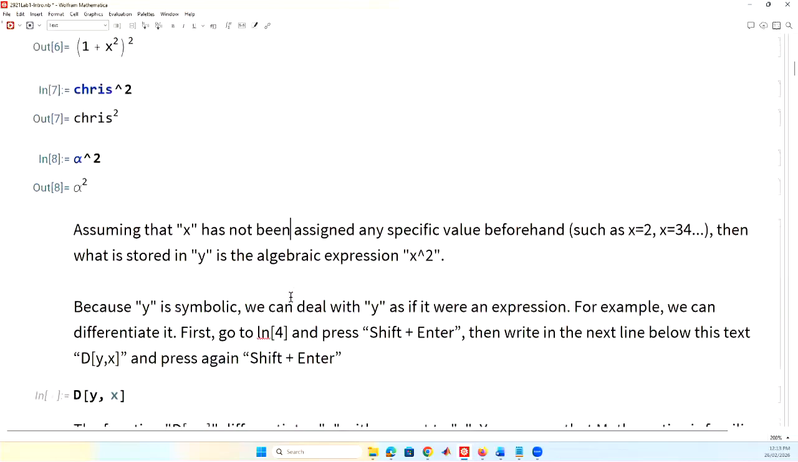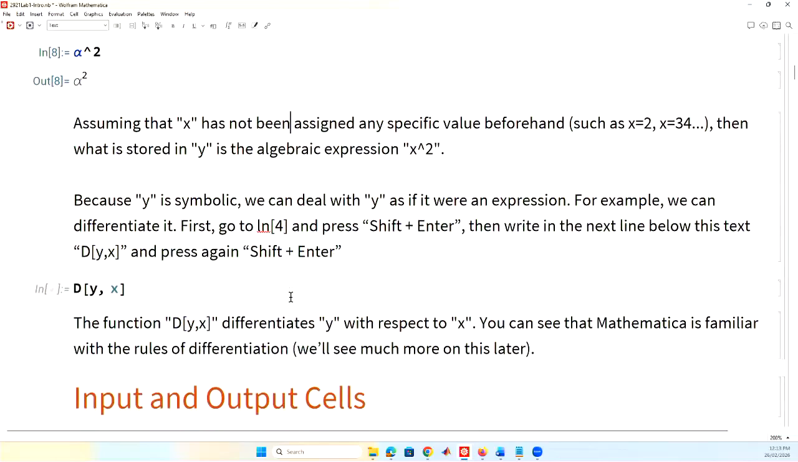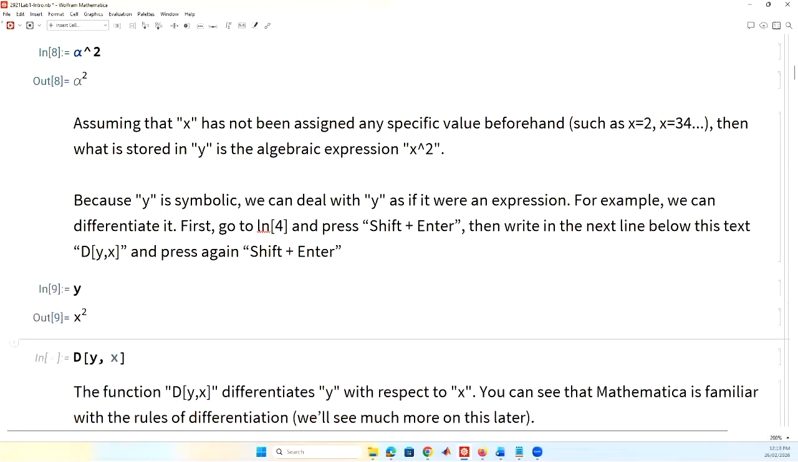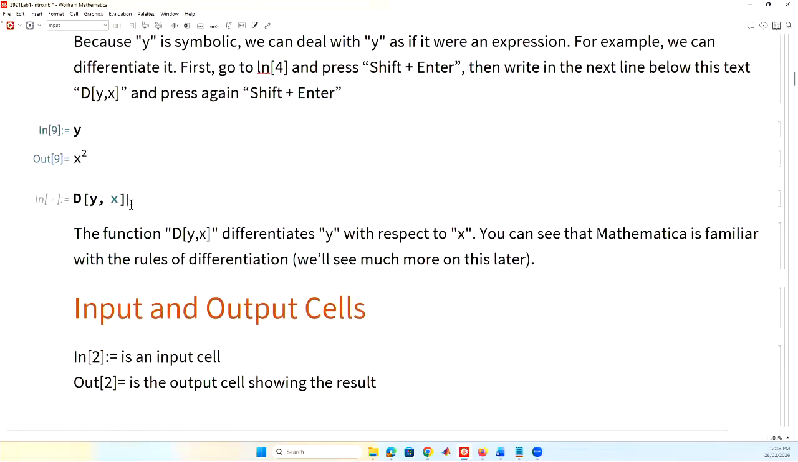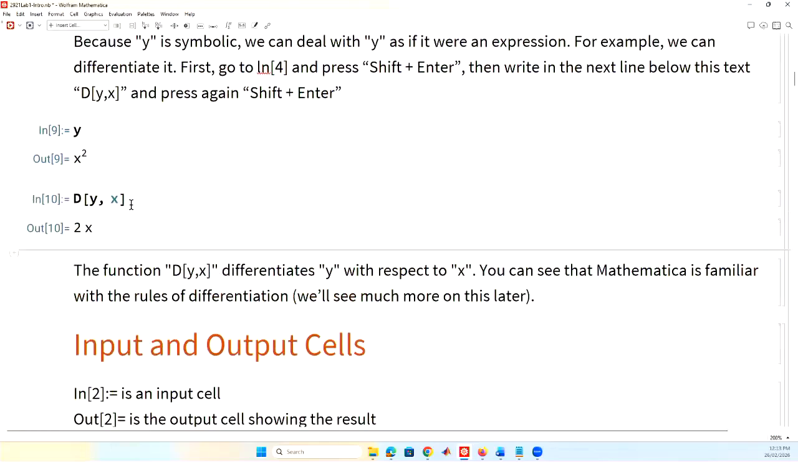All right, so assuming that x hasn't been assigned to a specific value beforehand, then y just stores an algebraic expression. And then we can treat y as if it's an algebraic expression and do stuff with that. For instance, as it says here, we can differentiate y. So I've assigned y. I've said, yep, y is x squared. So maybe I can't remember how to differentiate.